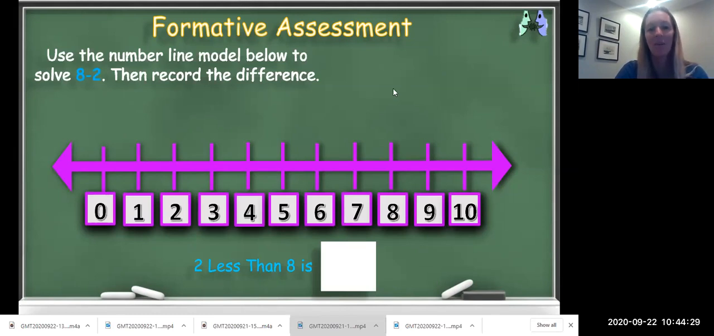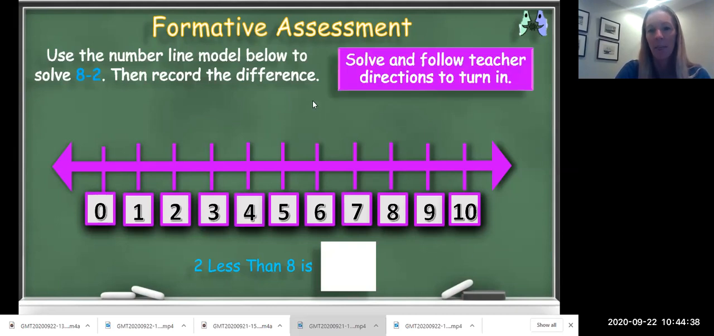All right, great job, guys. It looks like a lot of you got to share. A lot of you had the same idea. And 8 minus 2 is 6. So super proud of you guys. You started on 8 and you went down 2.